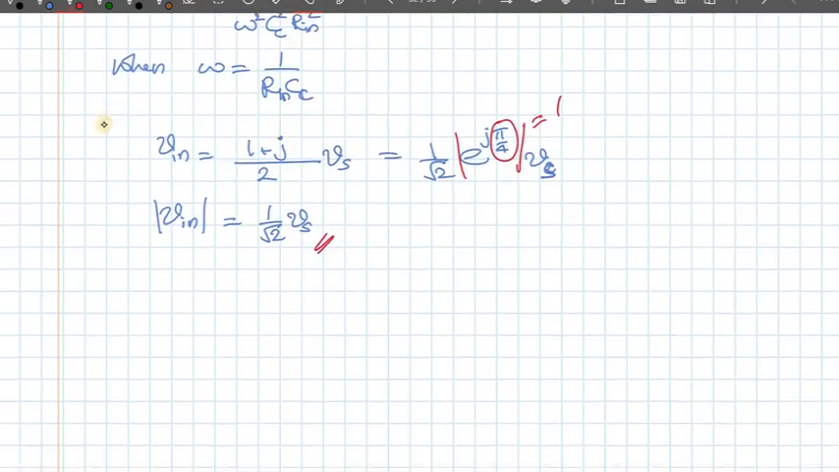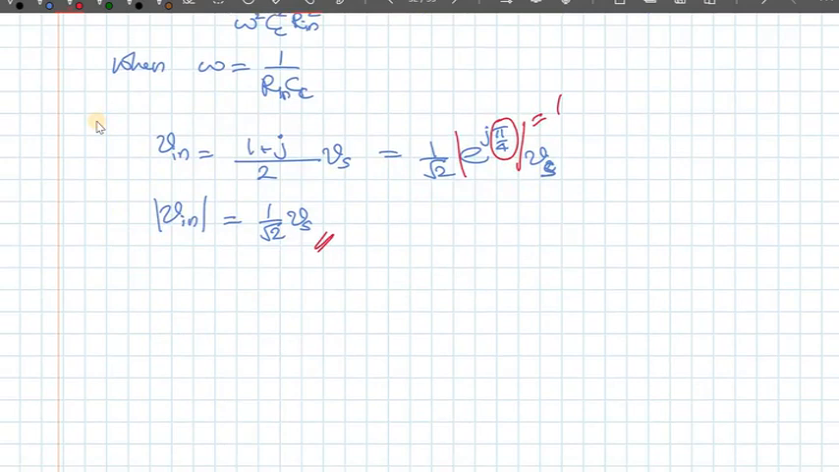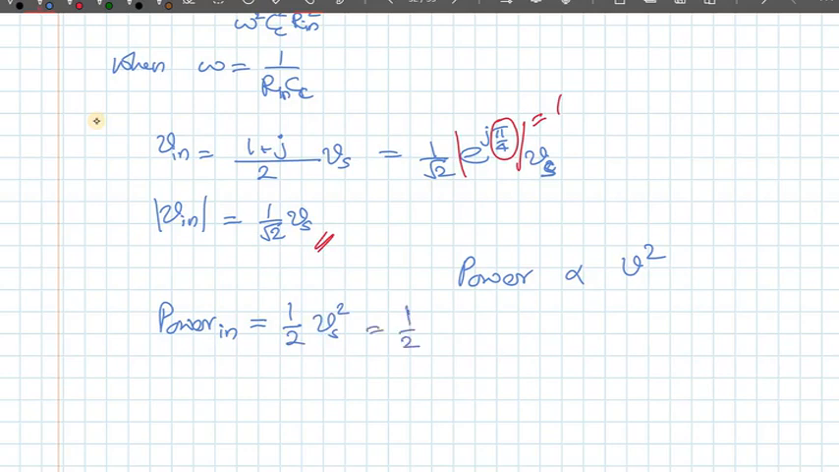the source voltage. Now when it comes to power, power is proportional to voltage squared. So the total power going into the circuit, power in, is proportional to the square of this, which is half. So if the source power is proportional to V squared, this is half the source power. Okay, so therefore I only get half the power into my circuit.